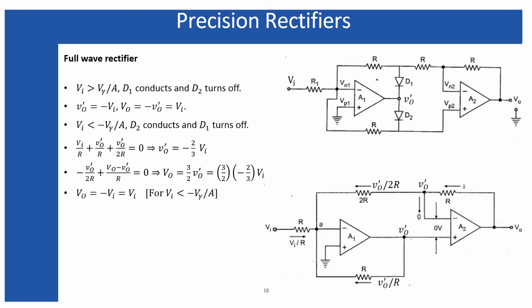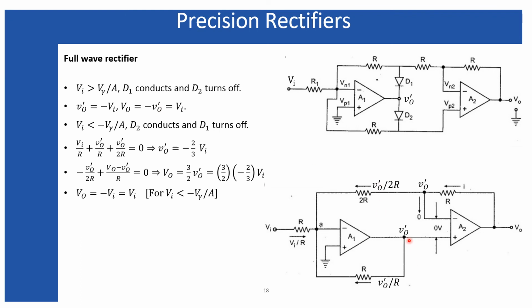Next one is that when the opposite case is appearing, that is when Vi becomes less than or minus V gamma divided by A, then the positive voltage will appear for this V naught dash, and that will make this diode D1 turned off, but this diode D2 turned on. When this diode D2 is turned on, the equivalent circuit can be drawn as shown over here. So this R is connected between this terminal to V naught dash as well as this terminal over here.